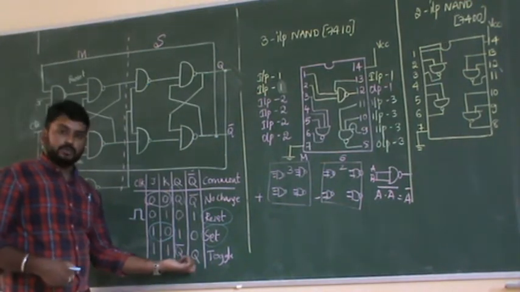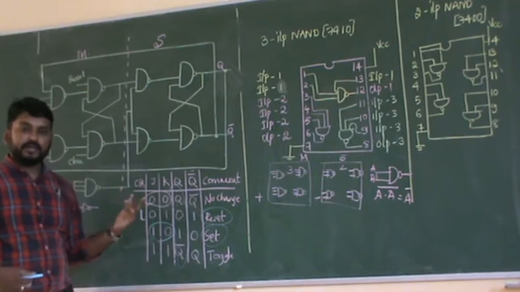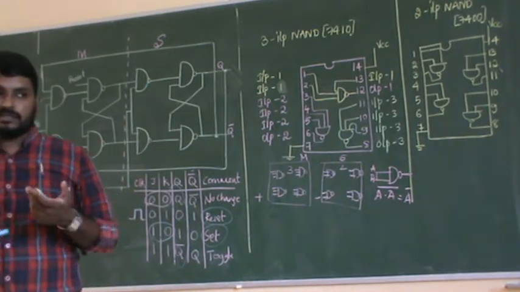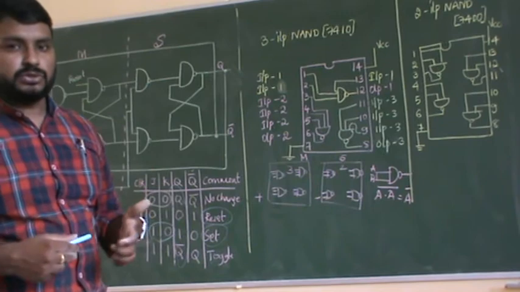So Q bar will be Q bar. Understood? All these things we will understand in depth in the fourth module, when discussing flip-flops, latches, and the truth table, all those things.